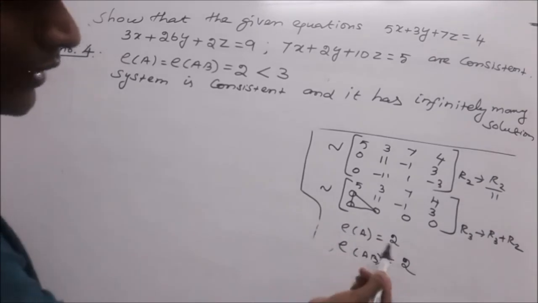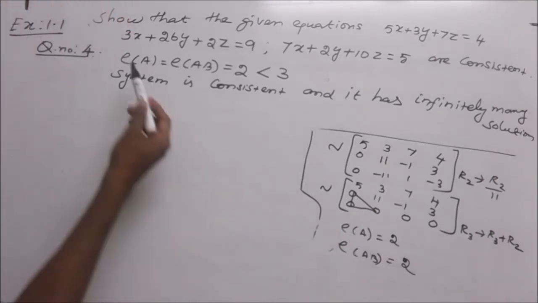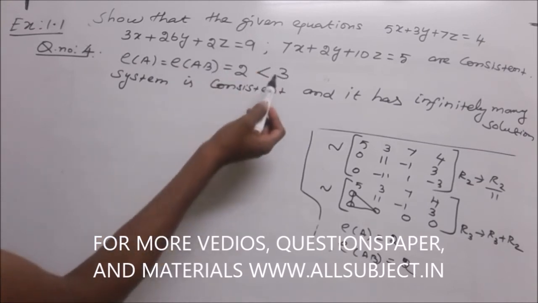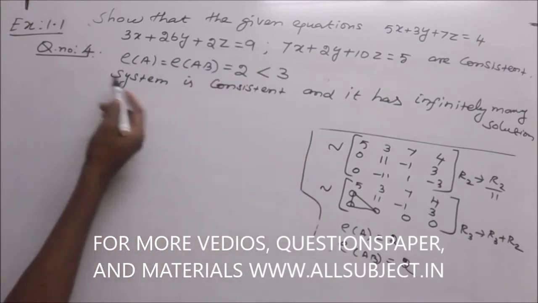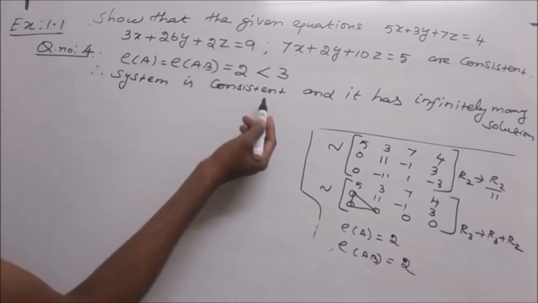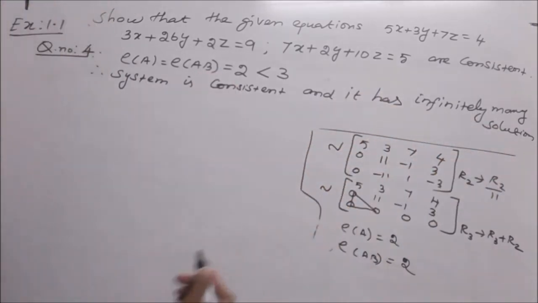Now, rank of A equals 2, rank of AB equals 2. Rank of A equals rank of AB equals 2, less than 3. That means less than the number of unknowns. Therefore, the system of given equations is consistent and it has infinitely many solutions.